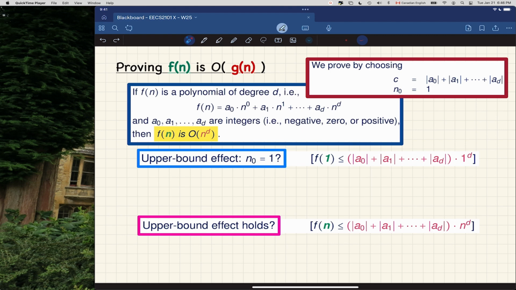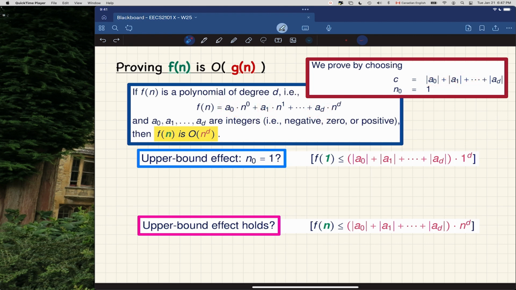However, how do you prove it? In order to prove it, according to the formal definition, you have to choose the C and N0. The strategy that almost always works is that N0 can just be 1. But for the C, it's going to be the summation of the absolute values of all the multiplicative constants. What do I mean? If you look at these terms, a0, a1, up to ad, these are the multiplicative constants. They may be positive or negative. You have to make sure you take the absolute value of each one of them, add them up together, and get the answer. That's the strategy.